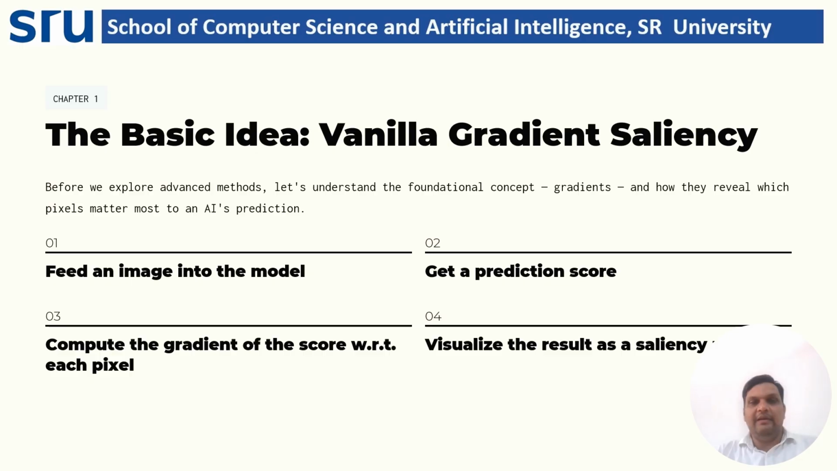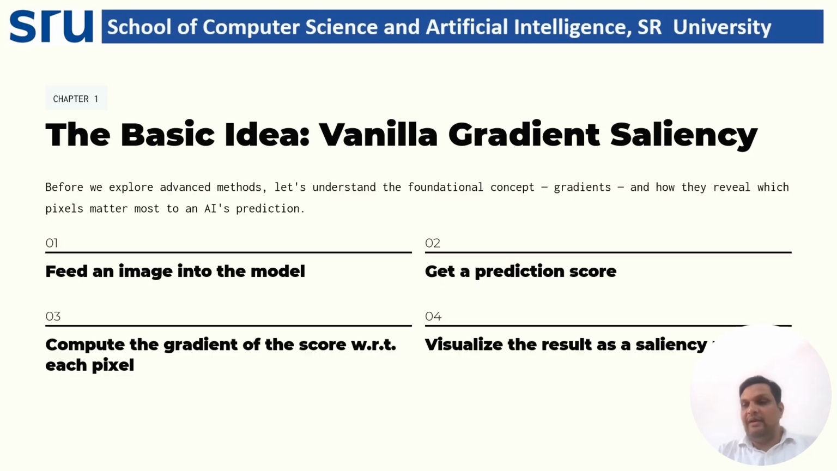The basic idea, vanilla gradient saliency. Before we explore advanced methods, let's understand the foundational concept, gradient, and how it reveals which pixels matter most to an AI prediction. Feed an image into the model. Get a score. Compute the gradient of the score with respect to each pixel. Visualize the result as a saliency map.